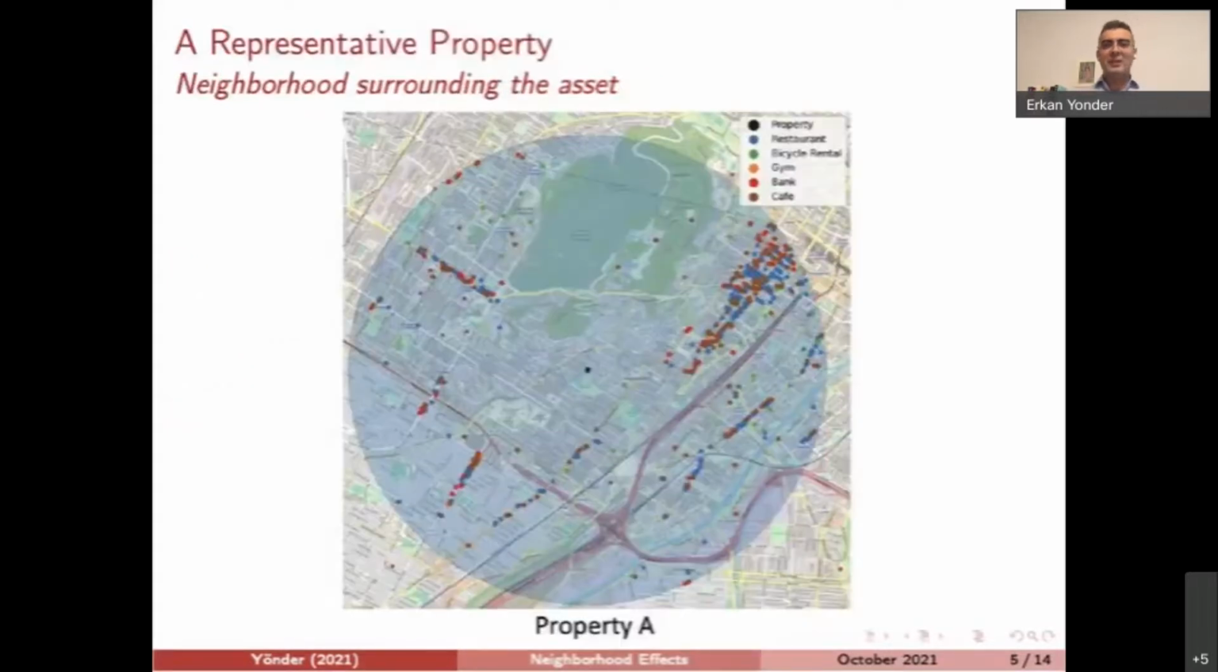So this is an example of how we develop our structure. The center of this radius or this circle is an individual property in our data set. And we look into what's surrounding these assets. In this one, we have information from OpenStreetMap. For instance, we can see other properties, restaurants, bicycle rental points, gyms, banks, cafes, schools, whatever it is.